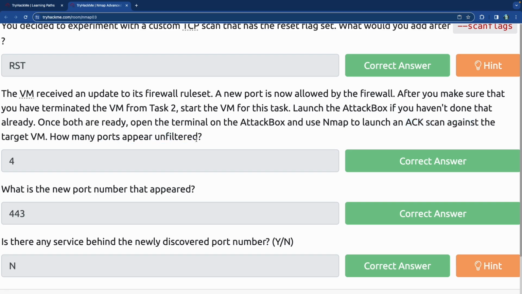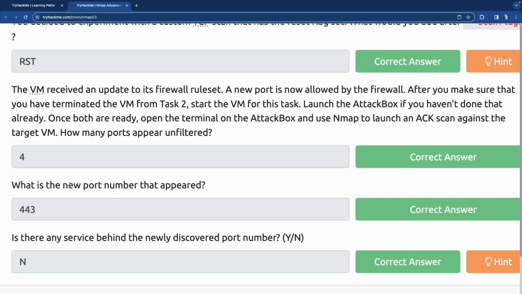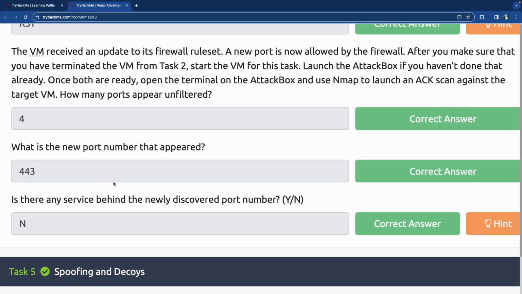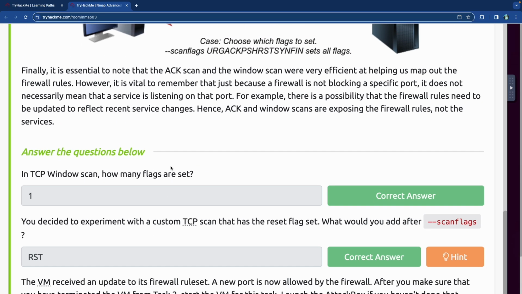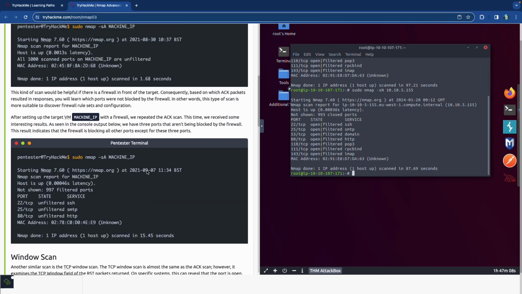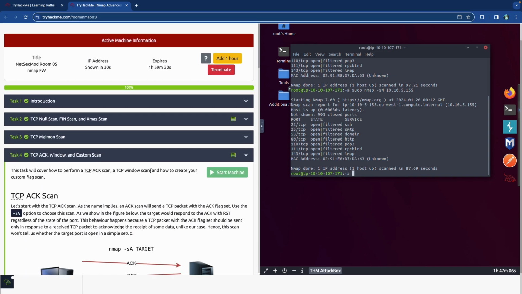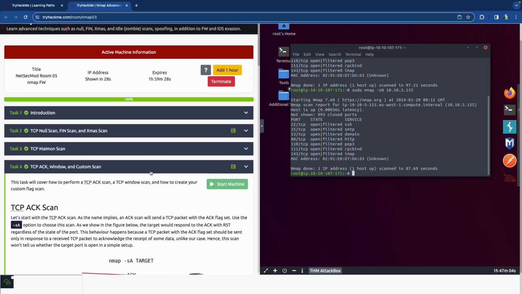How many ports appear unfiltered? The answer is 4, but we're gonna run it anyway. And we have the port number and so on and so forth. So we're gonna do all of these exercises just to get a hang of running them, and so we can see what the responses are going to look like and so on and so forth.